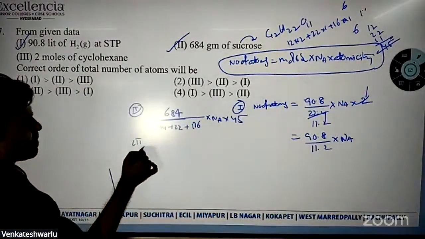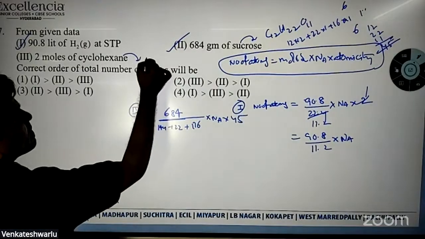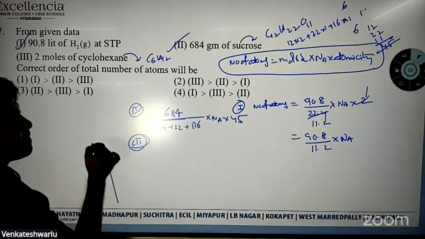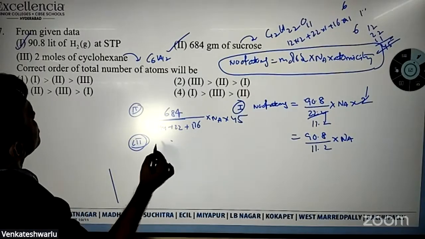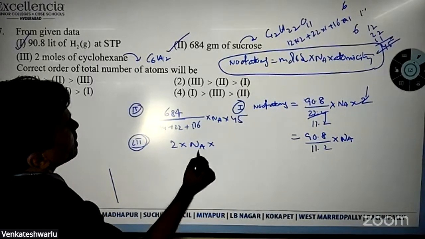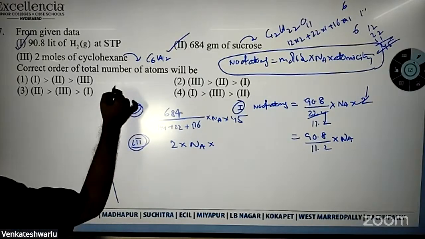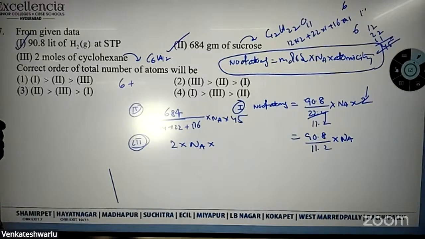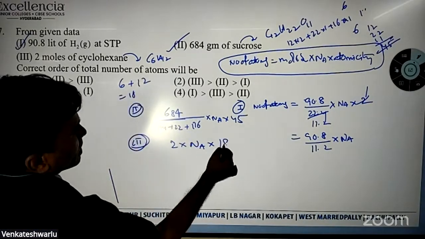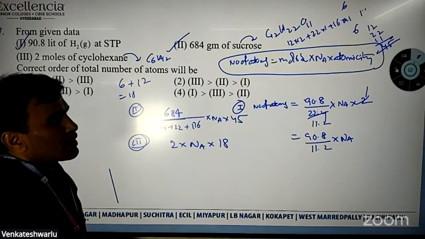Like this, we have to check the third option. The third option is 2 moles of cyclohexane. Cyclohexane formula is C6H12. Directly moles are given, so 2 into NA into atomicity. In cyclohexane there are 6 carbon atoms and 12 hydrogen atoms, so 18. Yes, it is also a lengthy question, but it is an easy concept.